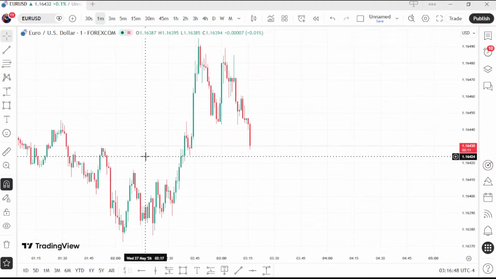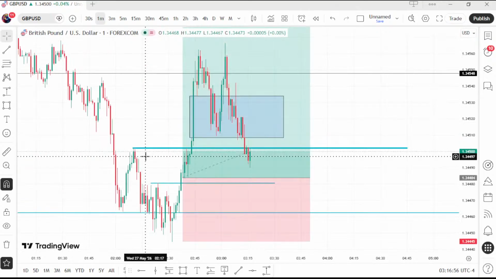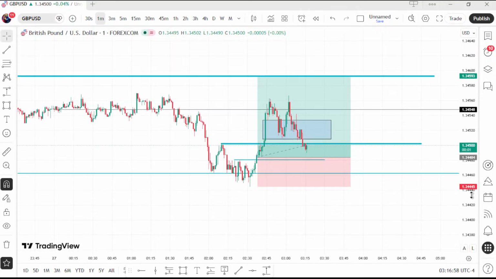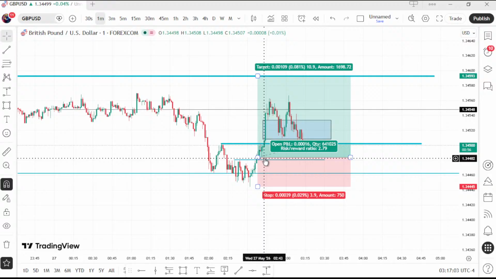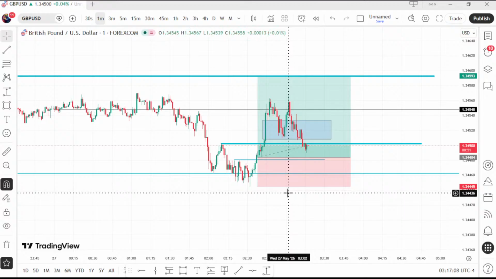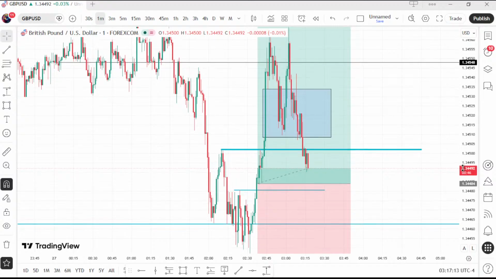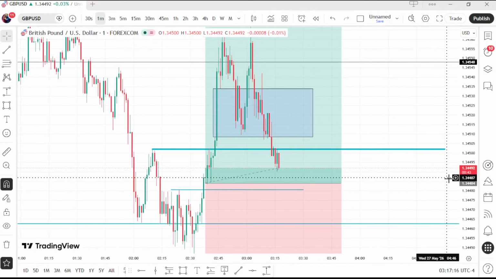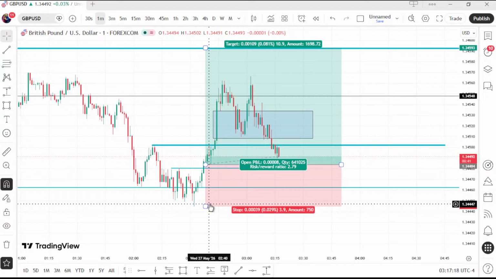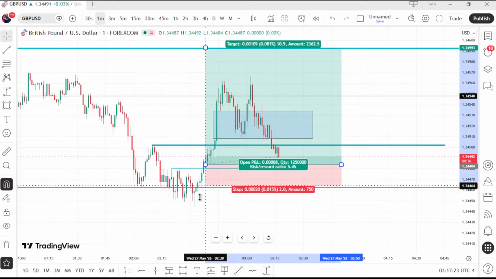What's the Euro Dollar doing? Oh, it's also declining from the original entry. The DXY. What I want to see is price taking me out. Taking me out, that's when I'll know that, yep, I'm wrong. To this sell side liquidity. Actually moving my stop loss to that.